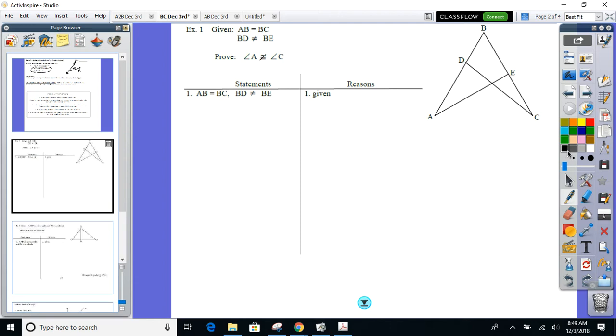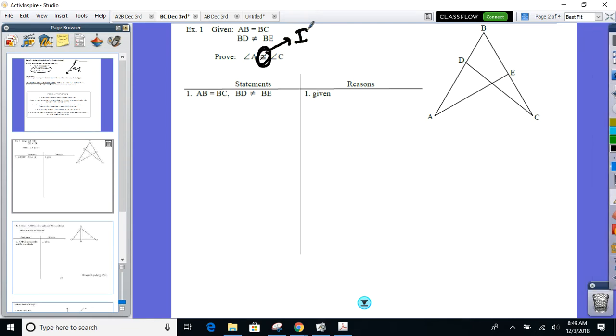I have never asked you to prove something's not congruent. And that right there is the signal. I'm asking you to prove something is not happening. That is telling me an indirect proof is needed here. If you are being asked to prove something is not happening, an indirect proof is needed.